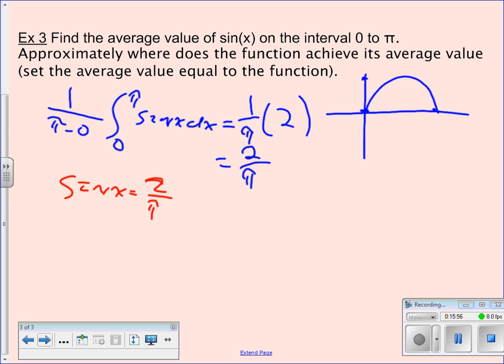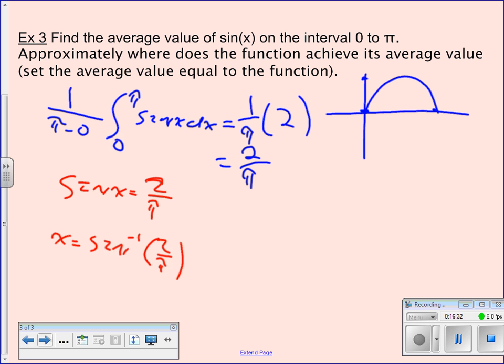Now this you have to use your calculator for. You cannot do this by hand. How do you solve for x? You use the inverse. So x equals the inverse sine of 2 over pi. You can't look this up on your unit circle. It is not one of the unit circle values, so you would not ever be expected to do this by hand. This would be a calculator question.